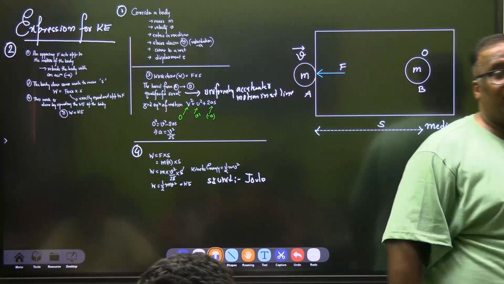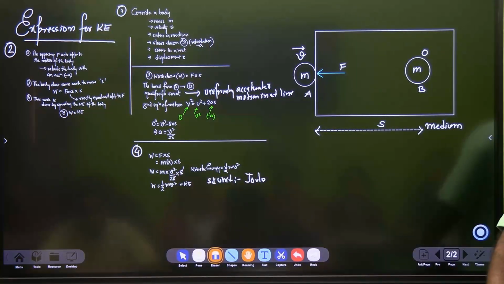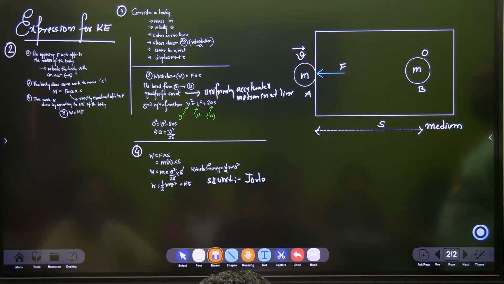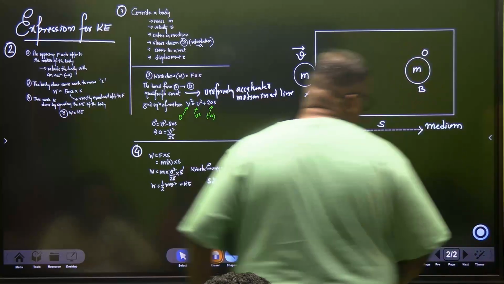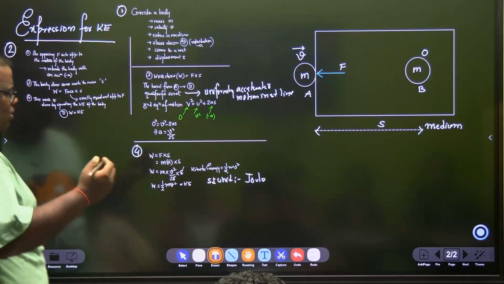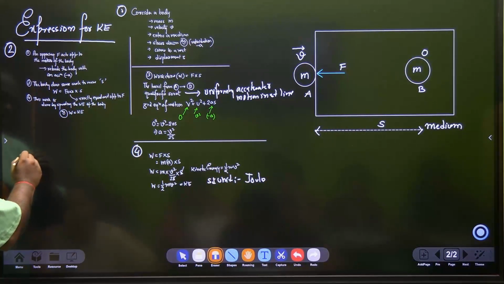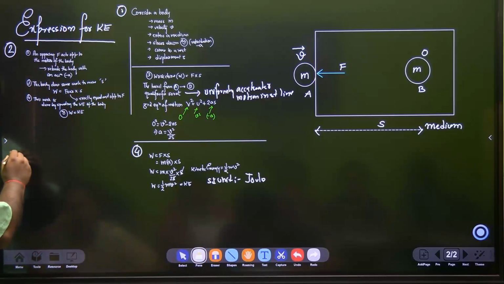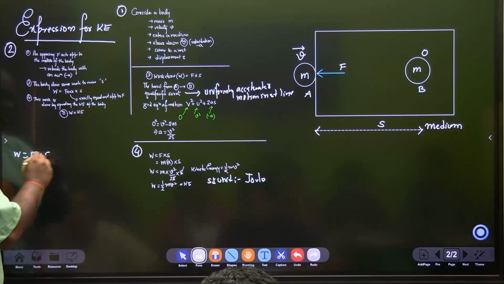But still you should check, is half mv square really representing work? I have said we should check from the units perspective also. What have you learned about work so far? Work is equal to force into displacement. Just check.